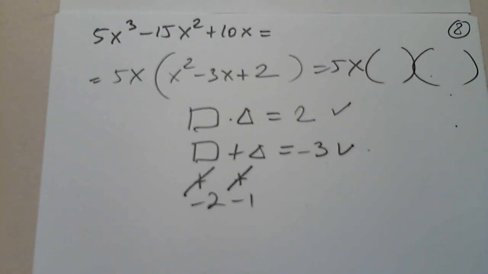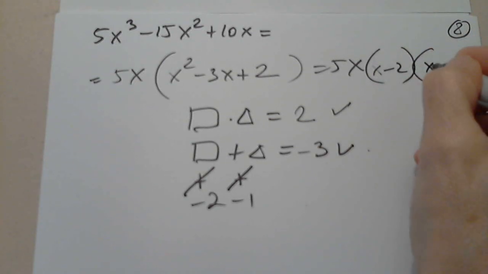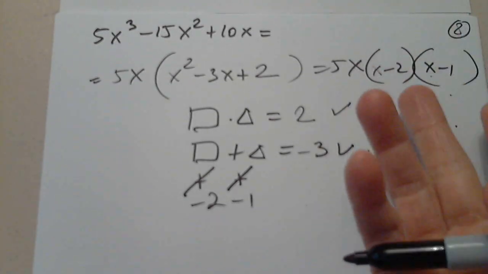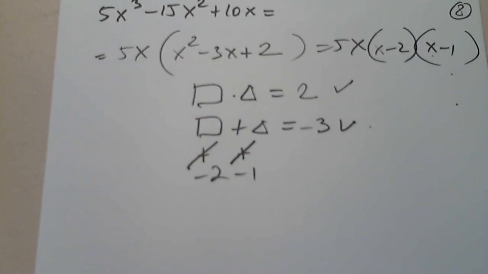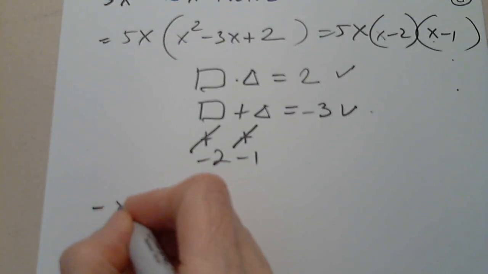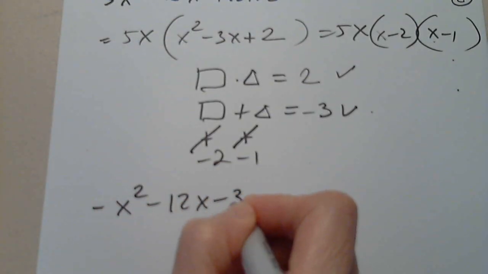So then 5x, and then how do we write the final answer? X minus 2, x minus 1. Exactly. X minus 2, x minus 1 in any order. It doesn't matter. You can have x minus 1 times x minus 2. Good. The next one in line. So let's work on this one for a minute. -x squared minus 12x minus 36.